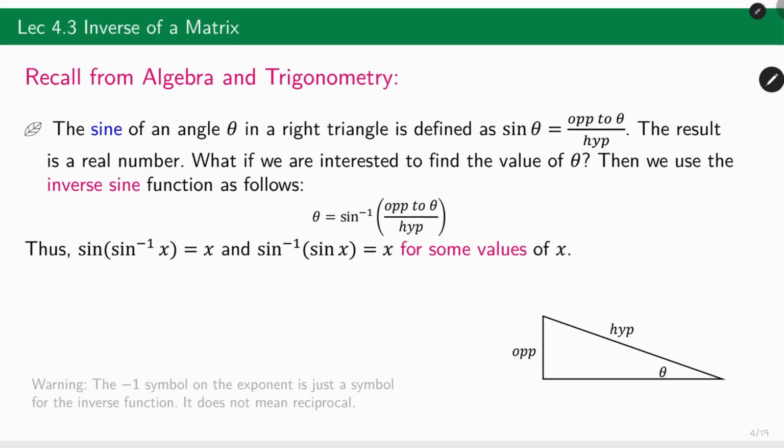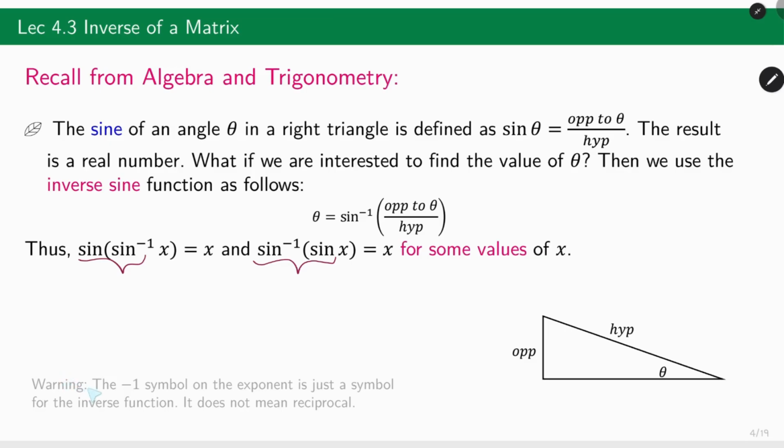Thus, the sine of inverse sine of x is equal to x, and the inverse sine of sine x is also equal to x for some values of x. Remember that inverse trigonometric functions are restricted to a particular domain. That's why I put here for some values of x. So, what do you notice on the relationship of them? They just cancel each other out, right?